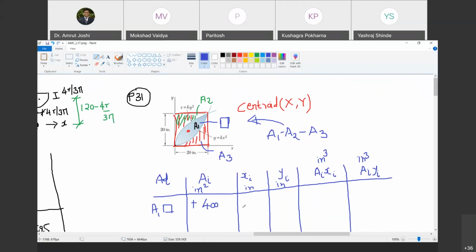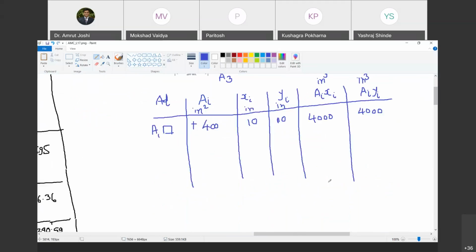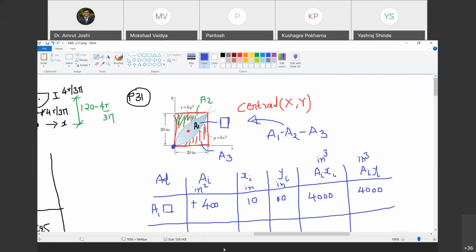Yes, sir. Where is the origin? Origin is here. So x bar is also 10, y is also 10. I hope you agree with me for the rectangle. Yes, sir. This is 4000. This is also 4000. Right? Yes, sir. Now, just give me a minute.